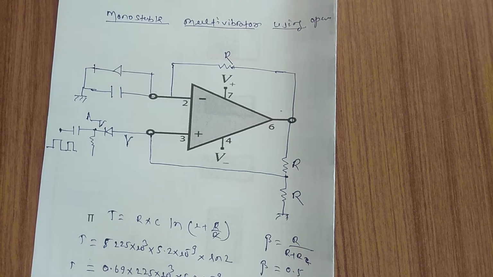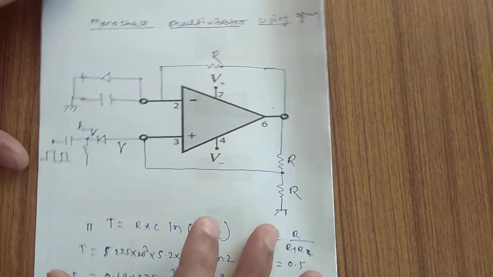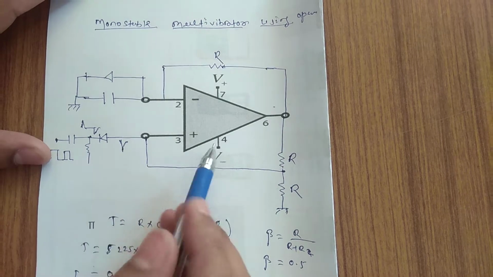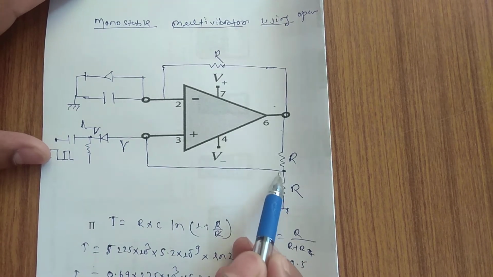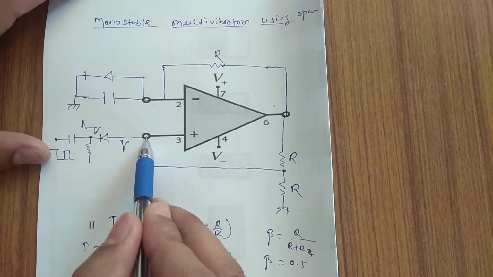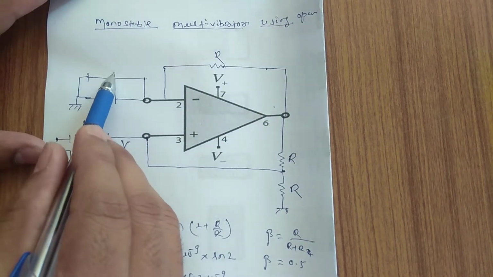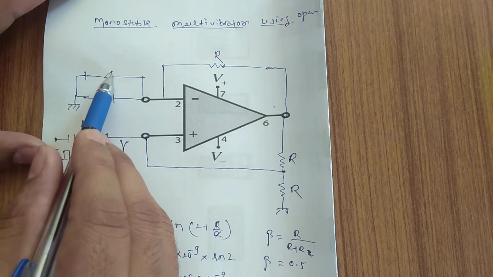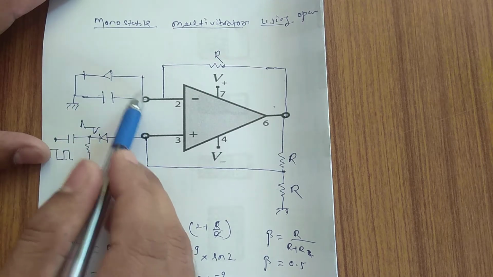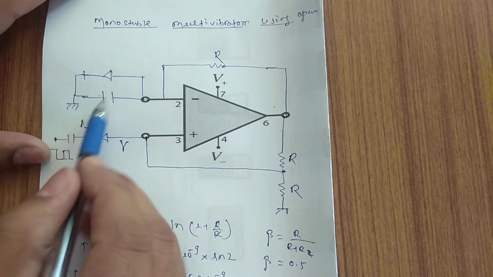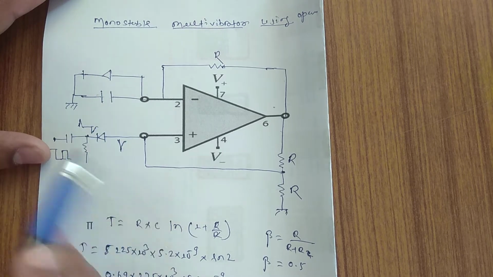Hello student, today we are going to learn the mono-stable multivibrator using op-amp. First of all we see the positive feedback given here. Now this is very important, and you see this is the charging part, R and C, and one diode has been connected across the capacitor so that positive voltage will not pass across the capacitor.